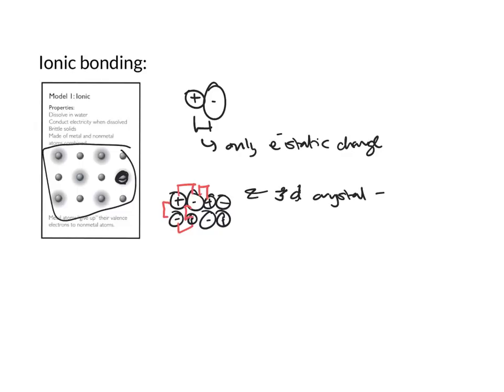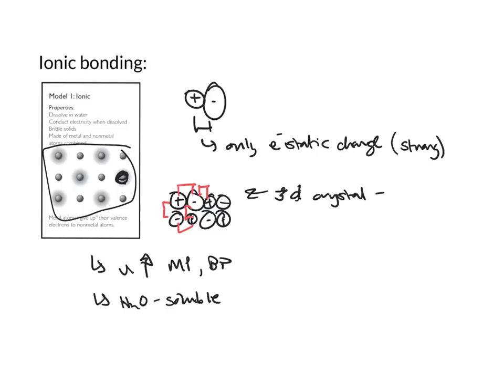But because of this electrostatic charge attraction, which is strong, right, these compounds tend to have very high melting points and boiling points. Every single one of them is a solid at room temperature, right? Because in order to melt it, I have to break this electrostatic charge interaction here, which is not going to be easy to do. So they tend to have very high melting points and boiling points. They tend to be water soluble. There's exceptions, of course, but they tend to be water soluble.